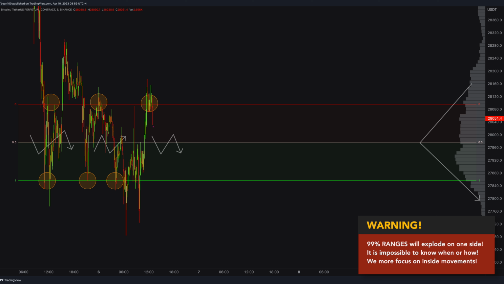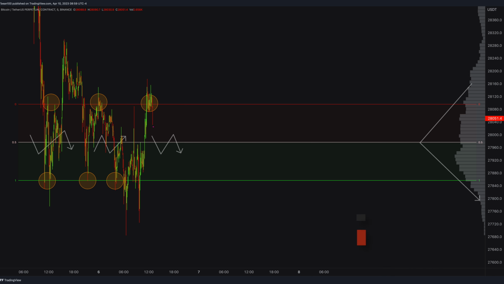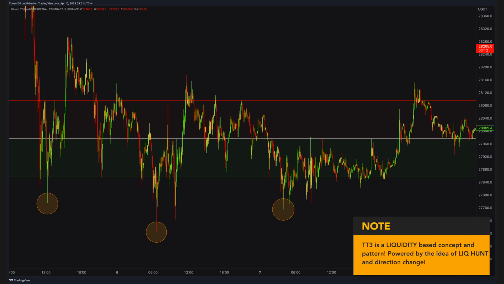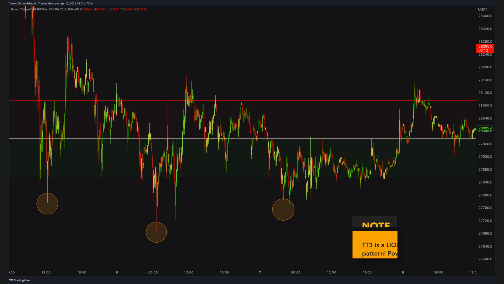Remember, ranges are order accumulation phases before a final explosion. 99% of ranges explode to the one side. Now, when I was looking at the range within the 5-minute time frame, I immediately noticed this 3-tap pattern. But what is TT3 really? What is it? It is not a lovely shape based on an ancient mystery. It is a pattern based on liquidity.